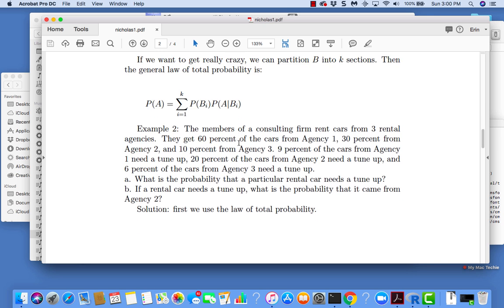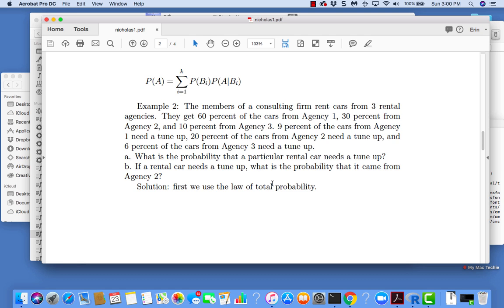So let's take a look at another example and see what happens when we have those multiple partitions. The members of a consulting firm rent cars from 3 different rental agencies. They get 60% from agency 1, 30% from agency 2, and 10% from agency 3. 9% of the cars from agency 1 need a tune-up, 20% of the cars from agency 2 need a tune-up, and 6% of the cars from agency 3 need a tune-up.